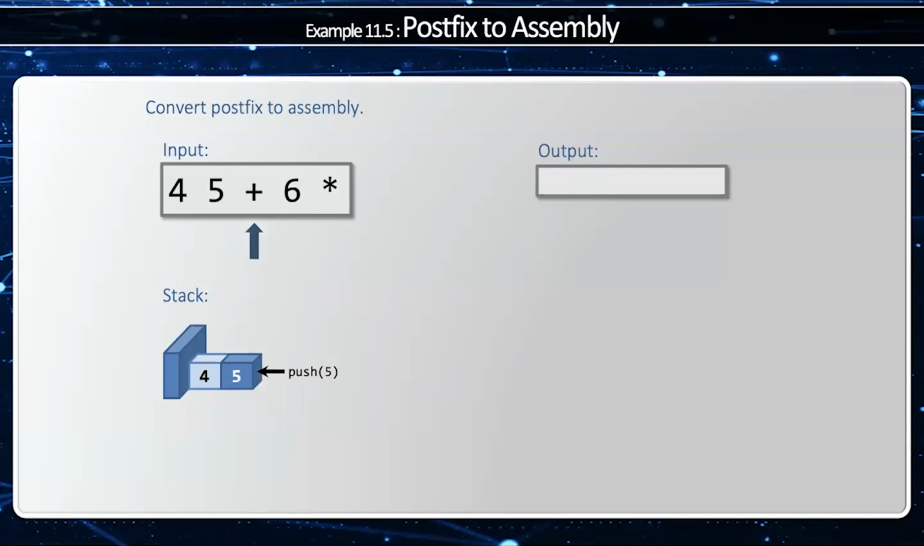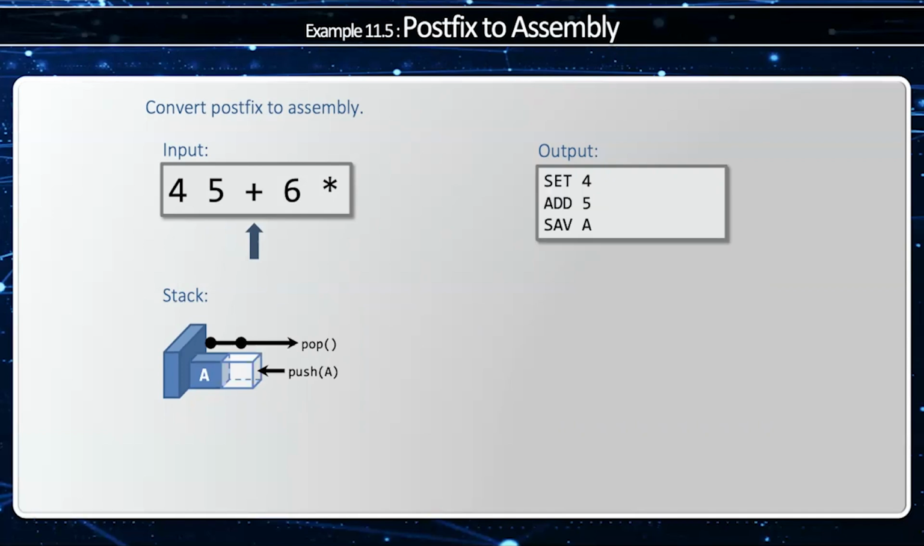And then I say 6 is a plus. Now plus takes 2 operands, so I'm going to pop the 4 and the 5 off the stack, and I say load 4, add 5, and those are the 2 I popped off the stack, and I'm going to save it to A. And A, I'm going to push back onto the stack. Now I'll say 6, which is an operand, and I'll push it onto the stack. And that did not change the output at all.